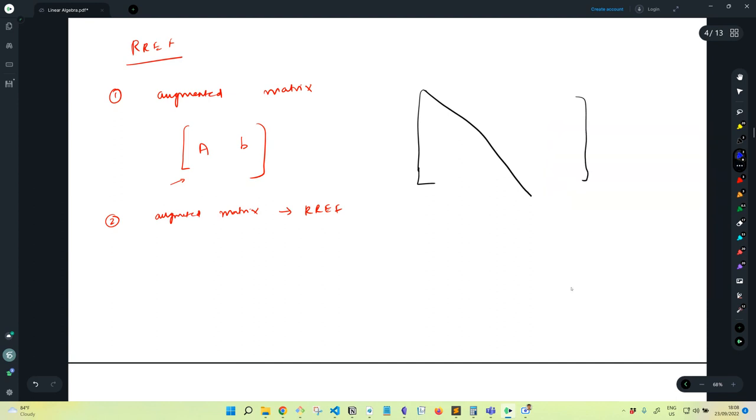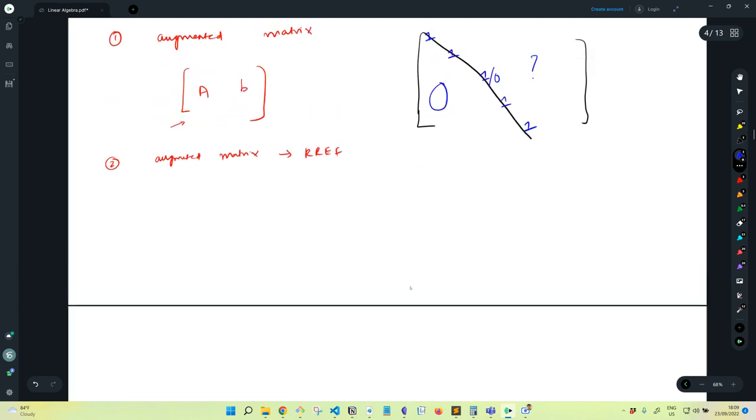What is the structure? Entries along the diagonal, you will make it 1 unless it is impossible. In cases where it is not possible to obtain a 1, you will put a 0. 0 is okay, but you will put a 0 only when it is not possible to obtain a 1. In the leading diagonal you will put 1 or 0, and below the leading diagonal, you will make all the entries 0. Above the leading diagonal, it doesn't matter, whatever entries you have, that's perfectly fine.